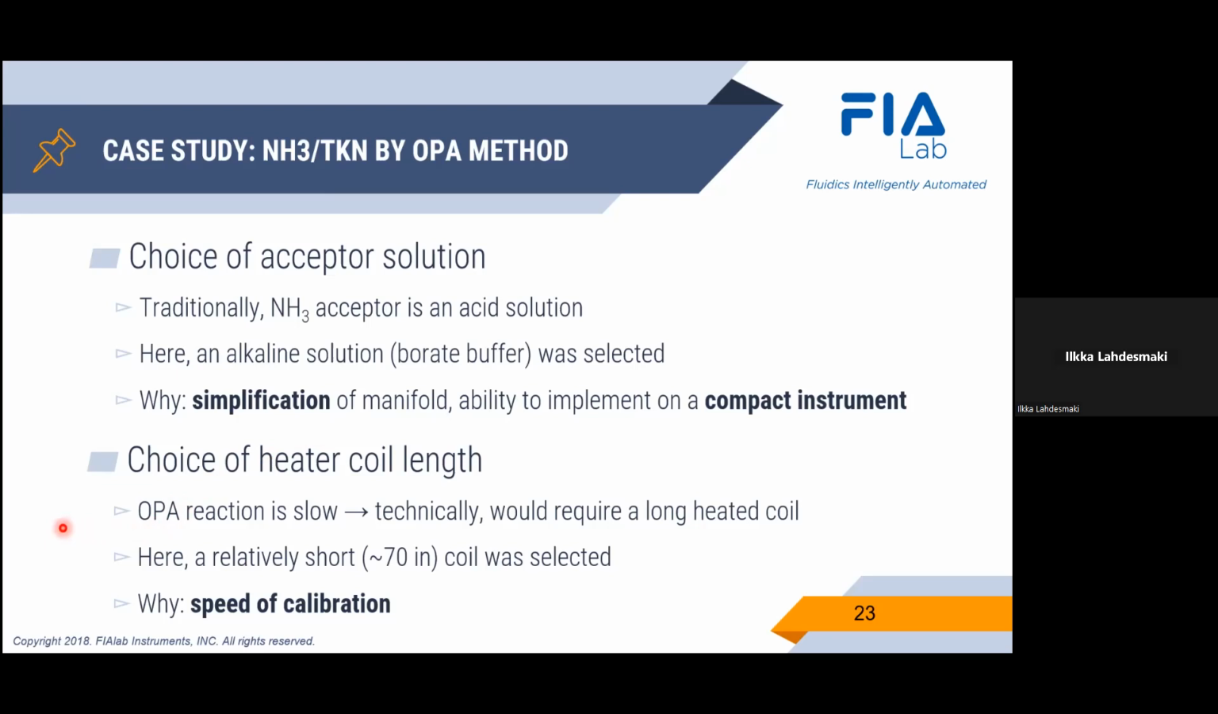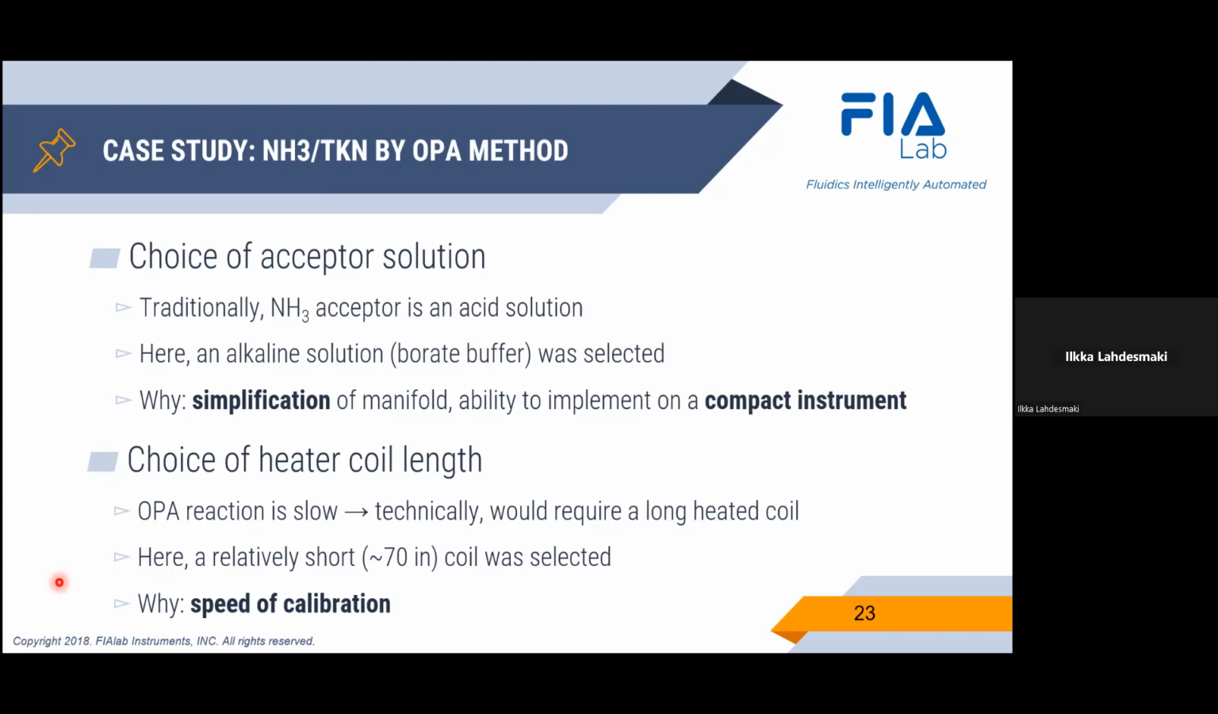The other point of discussion was the choice of heater coil length. The OPA reaction is quite slow, so technically, the longer coil you had around the heater, the more contact time the sample would spend with the heater, and the higher the degree of the color development would be. Yet, we chose a relatively short coil of 70 inches, and this we did to get as much calibration speed out of the instrument as possible.